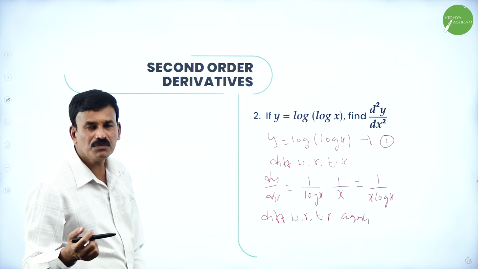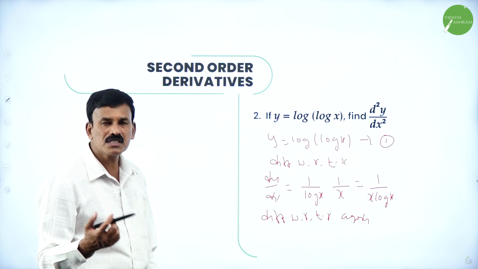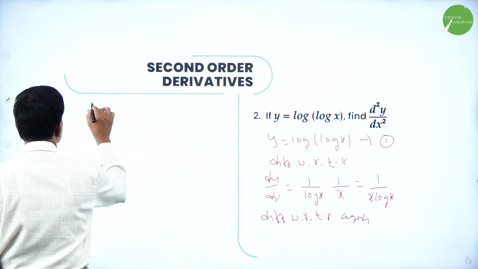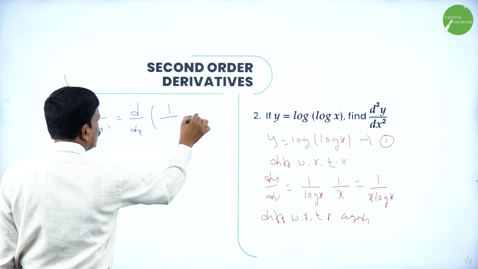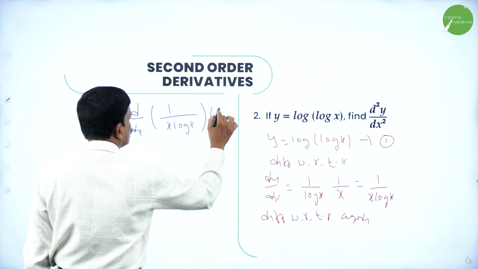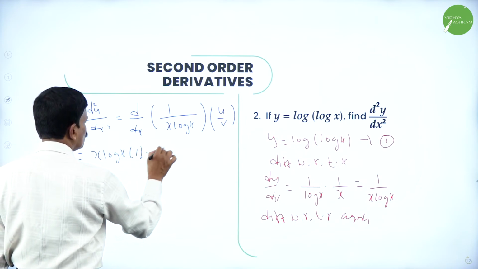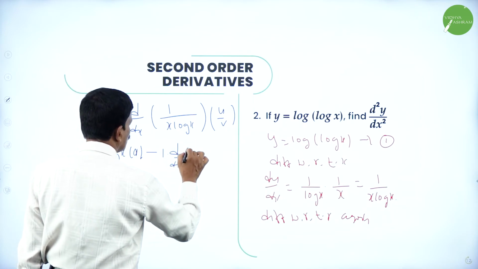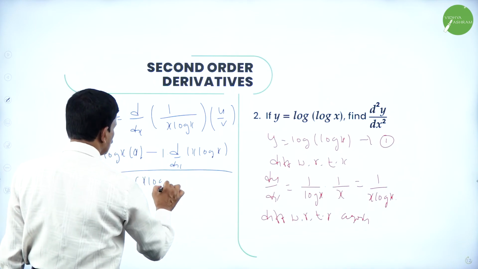Now again differentiate. So if you want, you can take this to the numerator and differentiate, otherwise the easiest is the quotient rule, u by v. d square y by dx square is equal to d by dx of 1 divided by x into log x. So this can be differentiated using quotient rule, u by v: denominator x log x into differentiation of numerator 1 is 0, minus numerator 1 into d by dx of denominator x log x, divided by denominator square, x log x whole square.